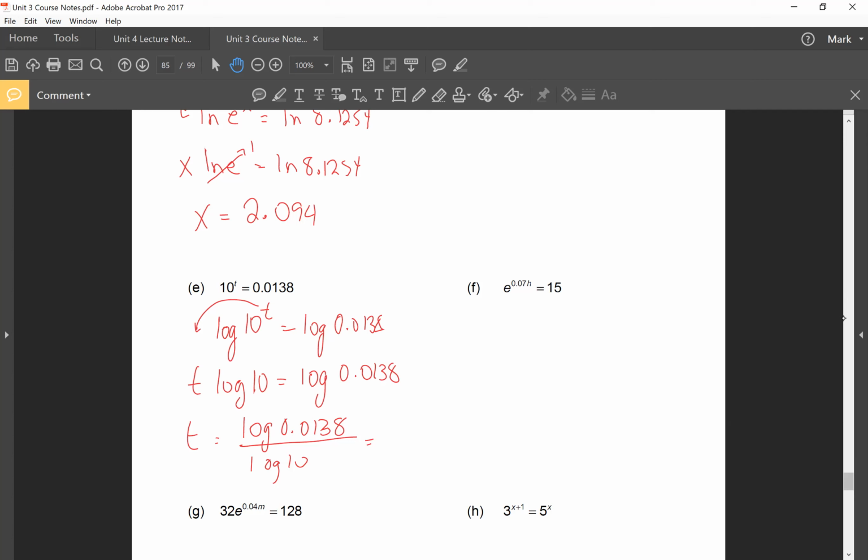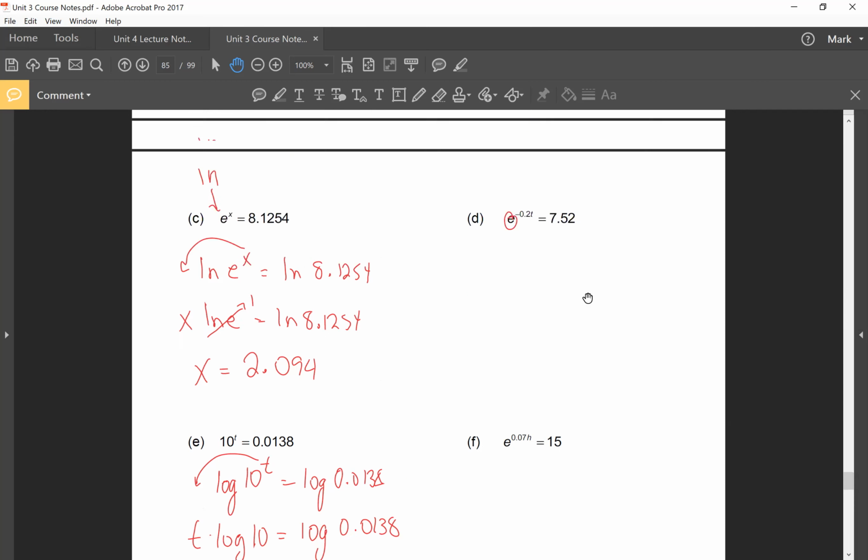Sorry? Can I see question B? Yes. Sorry, I just want to write the answer for this. Negative 1.86. All right, so that's E. E would probably be the one I should have started with because E is so simple. Take the log of both sides, bring the T down front, then divide both sides by log 10, and that's it. You get a nice normal answer.